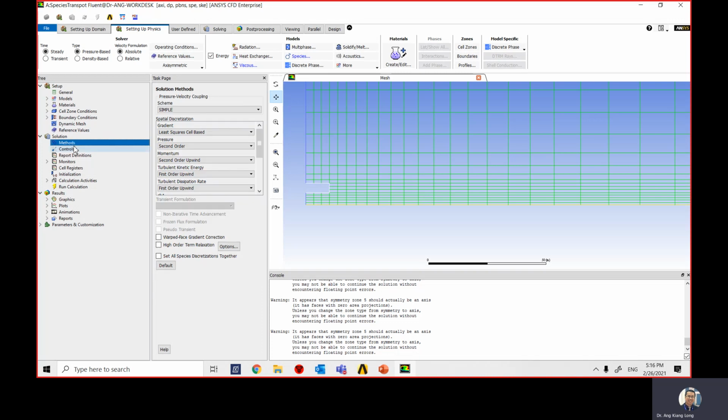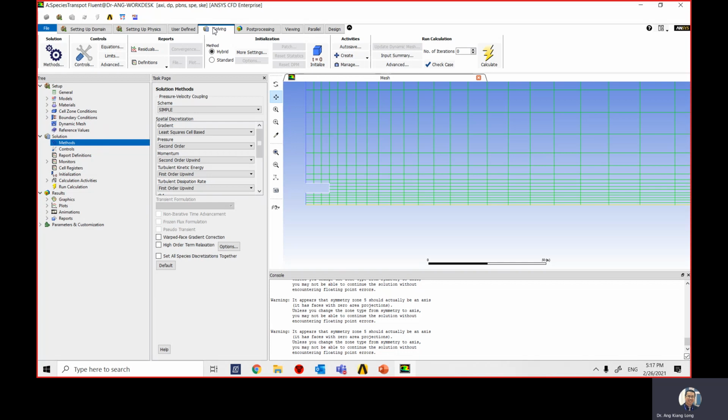Okay, so in this case, we're going to solution, method. You can double click method, or you can go to solving, then go to method. You click method, you will see this one. In this case, we will activate for our pressure velocity coupling here. We will use the coupled scheme. And then we will use back the least square cell based for spatial discretization.